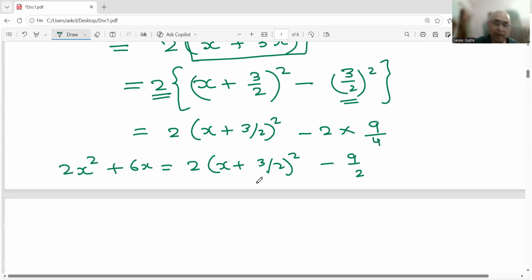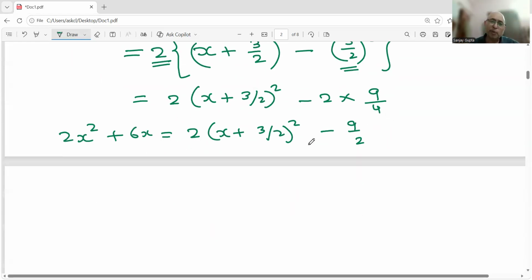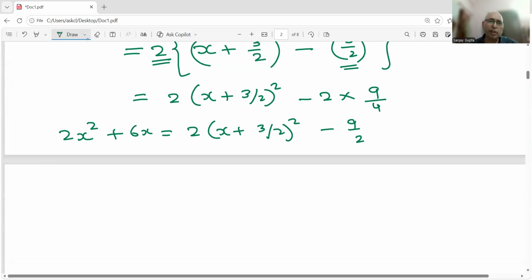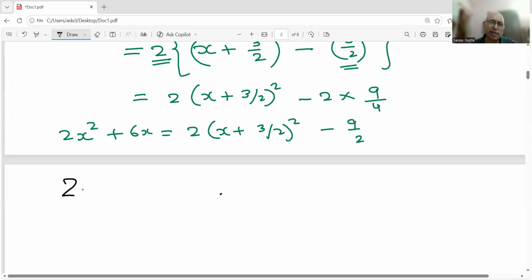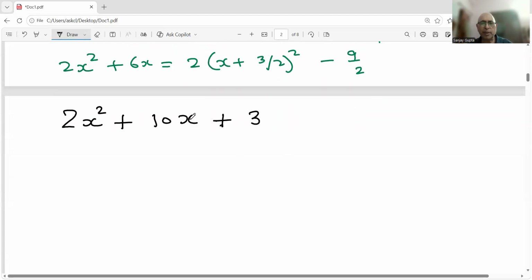Right? Is that right? Now some of you may be asking, sir, sometimes we have all the 3 terms given to us. Okay, let's have all the 3 terms. Let's say we have 2x squared plus, let me say, whatever, 10x plus 3. So I have all the 3 terms, the x squared term, the x term, and the constant term, and I want to write it in completed the square form.